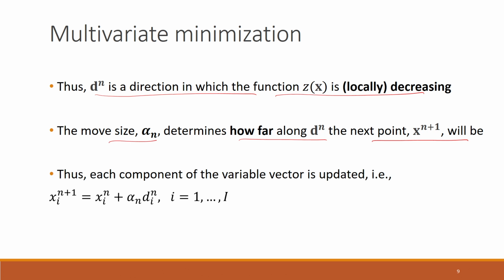So each component of the variable vector is updated in this form. This is the same equation, just that now we are writing it component-wise. For each component i, x_i^{n+1} is equal to x_i^n plus alpha_n times d_i^n. So it is just the same equation. The previous form that we had seen was the vector form, and this one we are writing component-wise, for every component i.